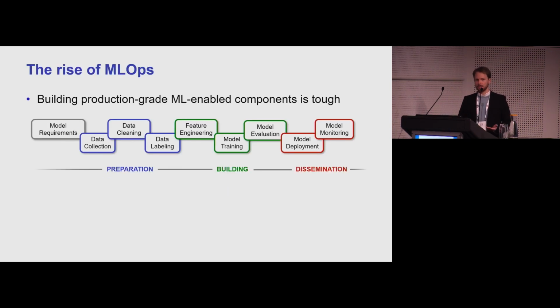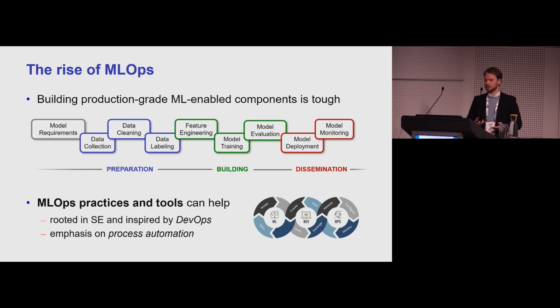Today, building machine learning models is becoming easier and easier thanks to the large availability of machine learning libraries and frameworks. However, making a production-grade ML-enabled component out of a model prototype is still challenging. To help practitioners solve this challenge, several practices and tools are emerging that we mostly recognize under the umbrella term of MLOps.